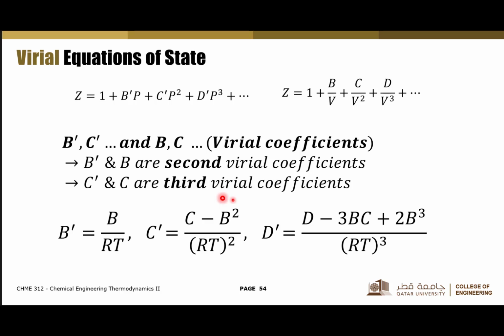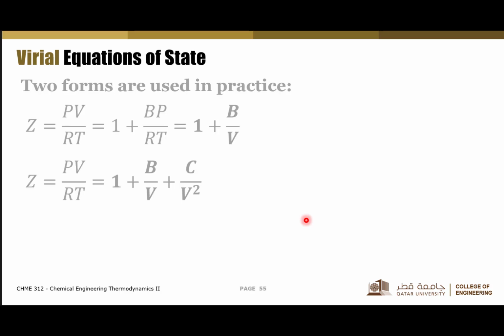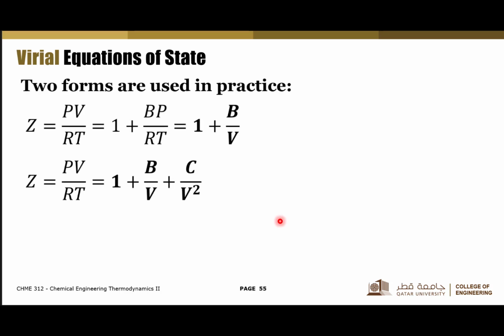All right. And then here, again, we kind of saw this before. B prime, what it is. C prime is what we see here. And D prime is what we see here. In general, when we look at the experimental data that's been collected, we typically only use two forms of this equation: 1 plus B over V, or 1 plus B over V plus C over V squared. That means typically we only have the constants B and C reported.